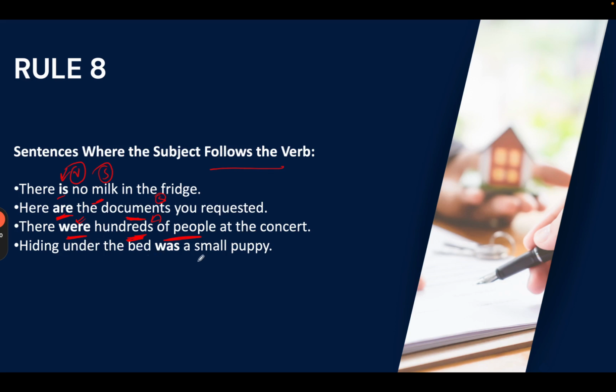Hiding under the bed was a small puppy. Now again, identify your verb first. "Was" is the verb. What was hiding under the bed? That was a small puppy. So this is singular and so is my verb. Correct? So whenever it comes to these kind of inverted sentences, go ahead and identify your verb first and then figure out what the subject is. In any case, whether it's an inverted sentence or not, my suggestion would be always identify your verb first, question yourself, and then figure out your subject. You can just follow this process for all the subject-verb agreement questions.